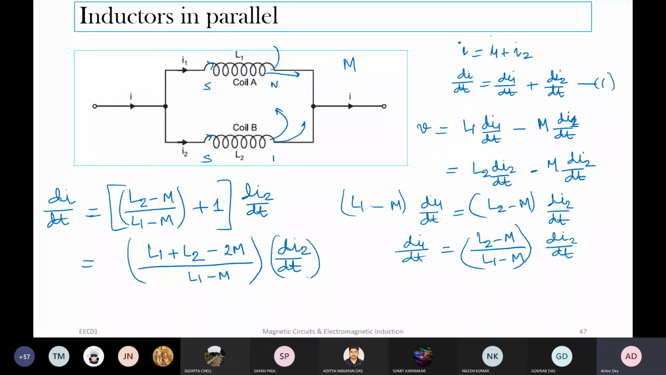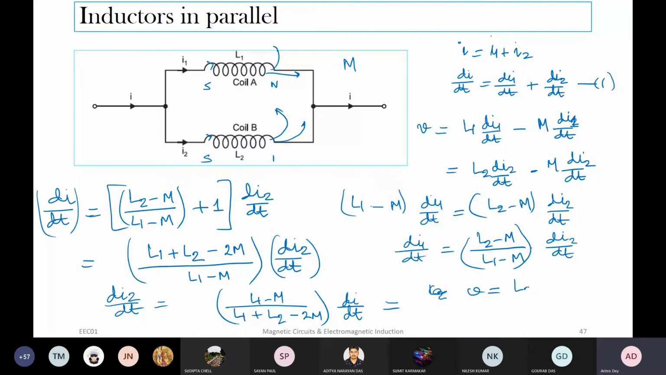So your di2 dt you can write in terms of di dt as L1 minus M divided by L1 plus L2 minus 2M into di dt. Now, what is the voltage expression? We can write voltage is equal to L2 into di2 dt. So you simply put the value here, V is equal to L2 into di2 dt. If you substitute here, you can get V is equal to some L equivalent into di dt, and then you will get the overall expression for the inductors.